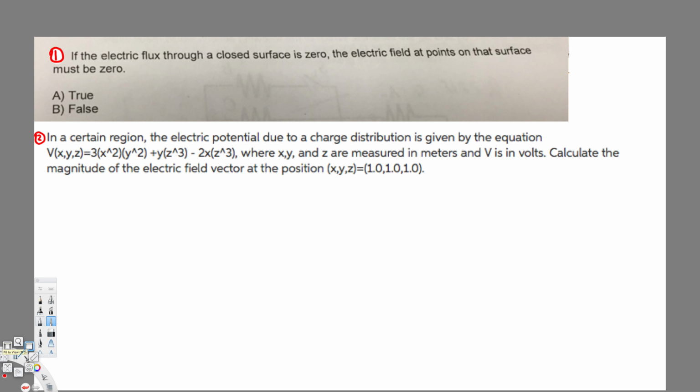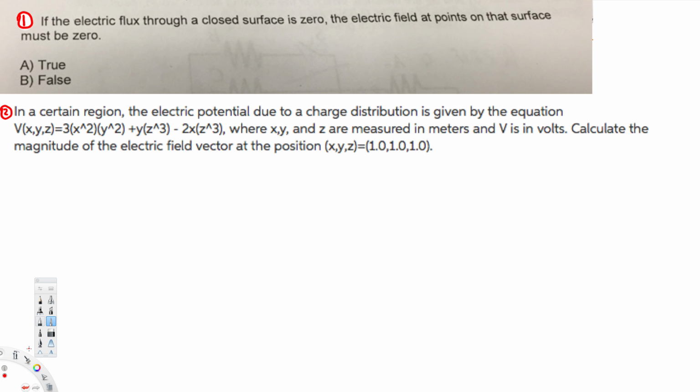Come on guys, let's do these problems right here. The first question is asking: if the electric flux through a closed surface is zero, the electric field at points on the surface must be zero. Is it true or false? Let's see what the answer is going to be.